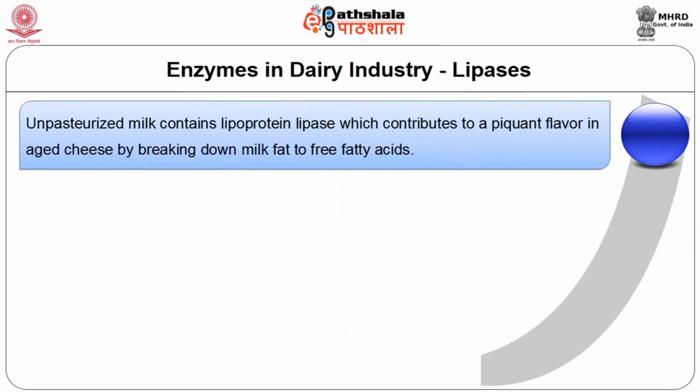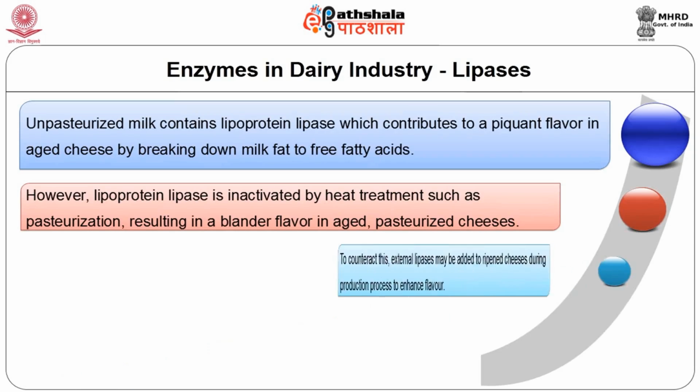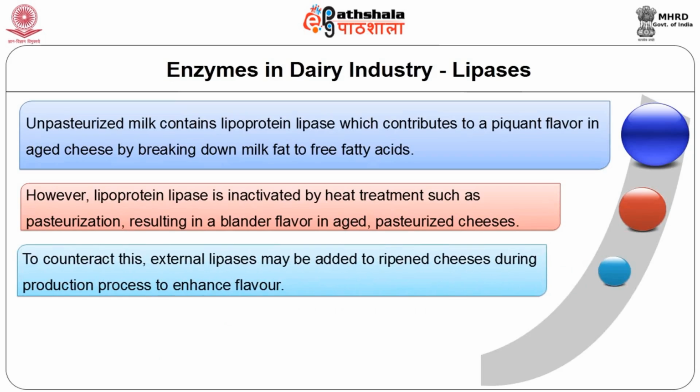Unpasteurized milk contains lipoprotein lipase, which contributes to a piquant flavor in aged cheese by breaking down milk fat to free fatty acids. However, lipoprotein lipase is inactivated by heat treatment such as pasteurization, resulting in a blander flavor in aged pasteurized cheeses. To counteract this, external lipases may be added to ripened cheeses during the production process to enhance flavor.